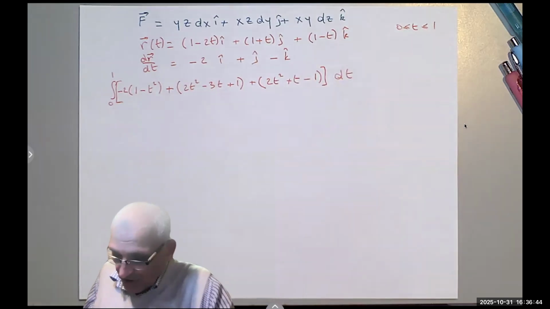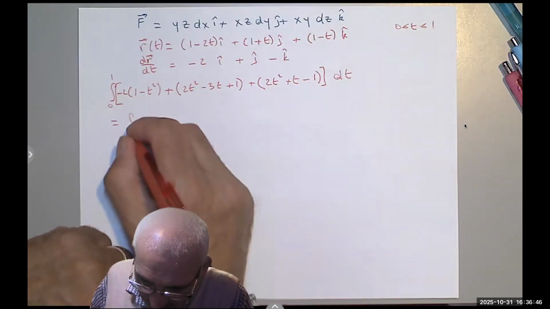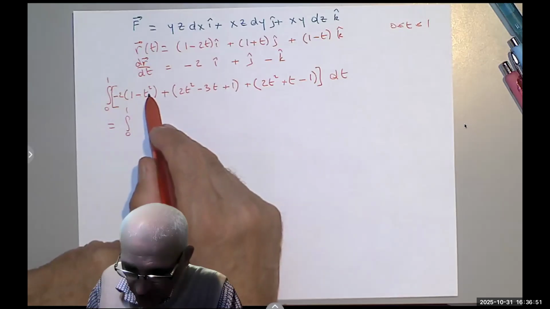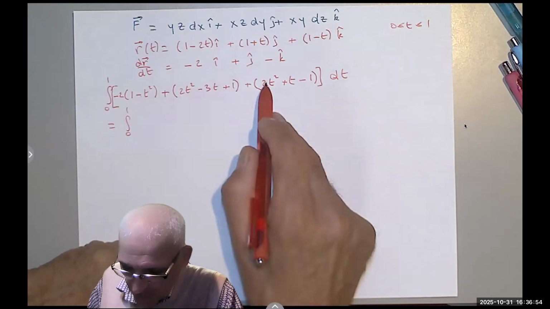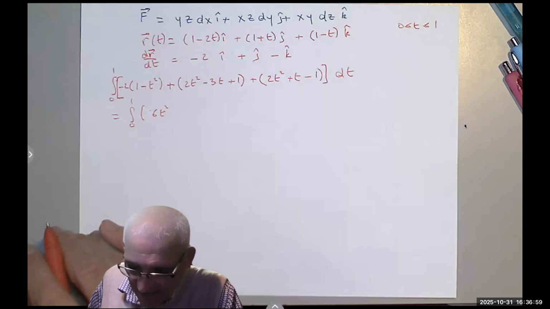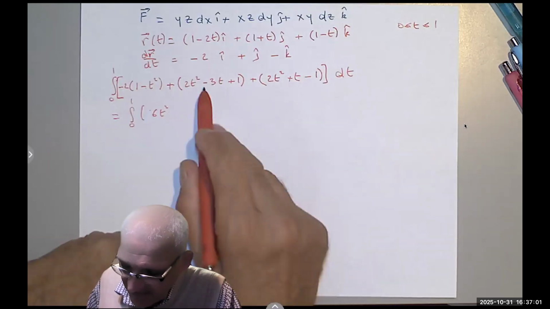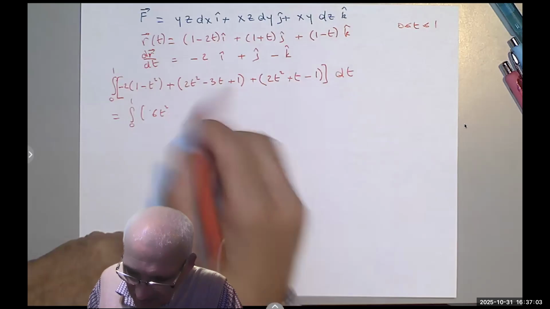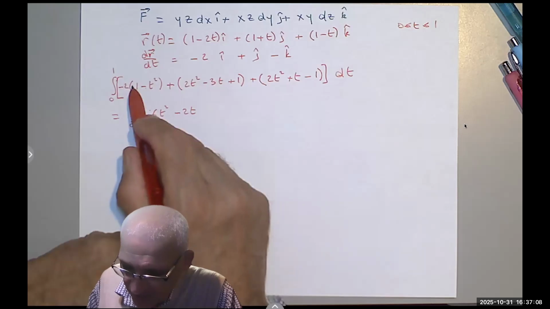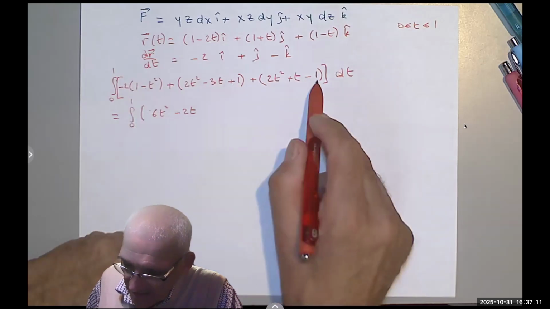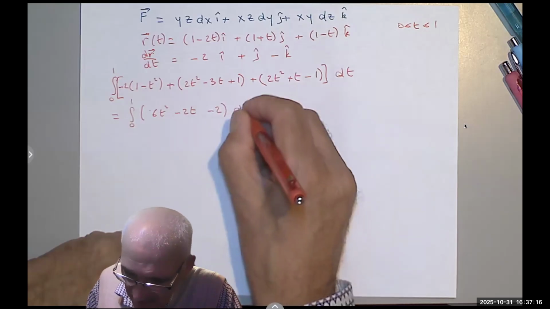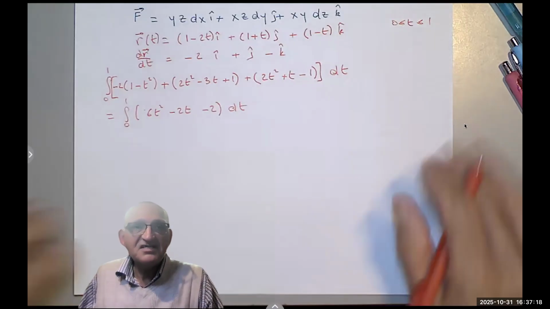Okay? So when we simplify that, negative 2 times negative t squared is positive 2t squared, plus 2t squared, plus 2t squared ends up as 6t squared. Then for the t's, I have negative 3 plus 1 is negative 2t. And then for the constants, I have negative 2 plus 1 is negative 1, minus 1 is negative 2 dt. Very simple.